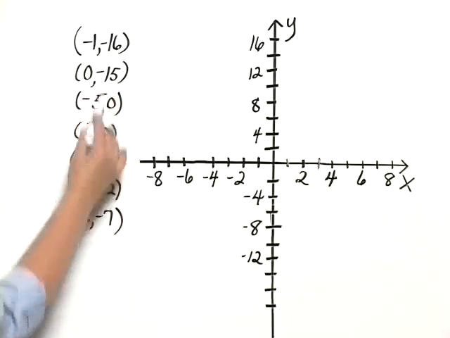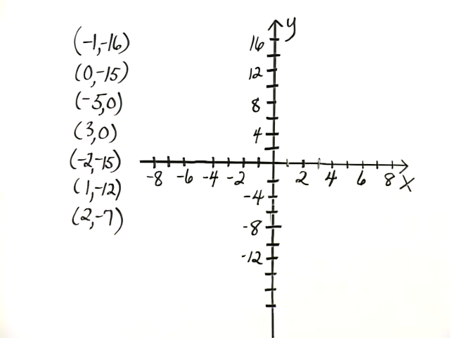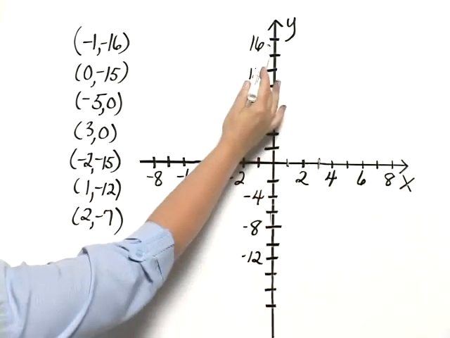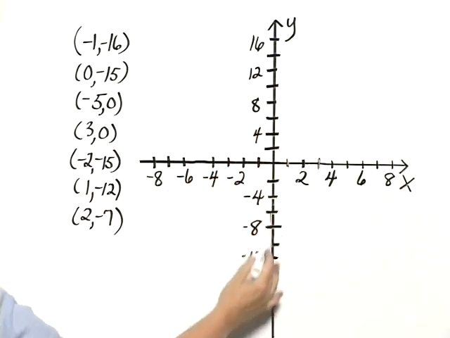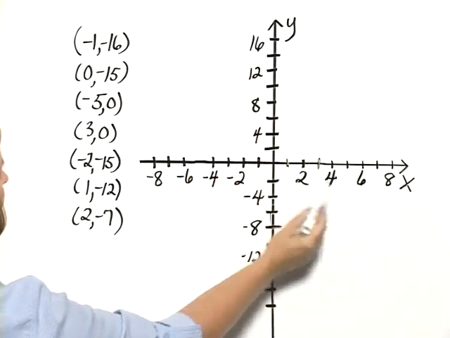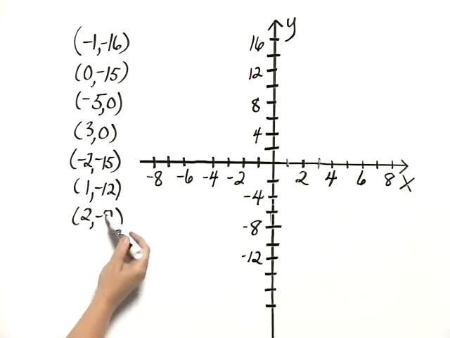So we'll plot the points that we found and we'll connect them to draw the parabola. Notice that when I drew my axes, I labeled the y-axis counting by 2s and the x-axis counting by 1s because my y values were quite a bit larger compared to my x values. So let's plot each of these points.